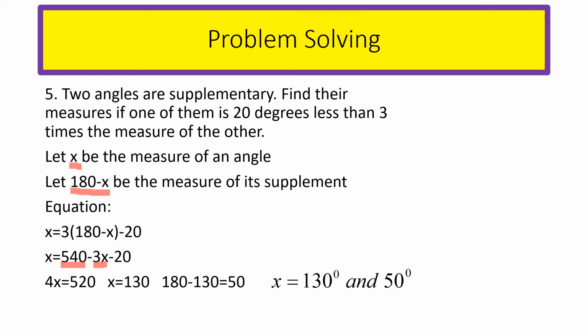540 minus 20 is 520. So 4x equals 520. Dividing both sides of the equation by 4, the value of x is 130. The other is 180 minus 130. The answer is 50. So we need to find the measures of the angles. So we have 130 degrees and 50 degrees.